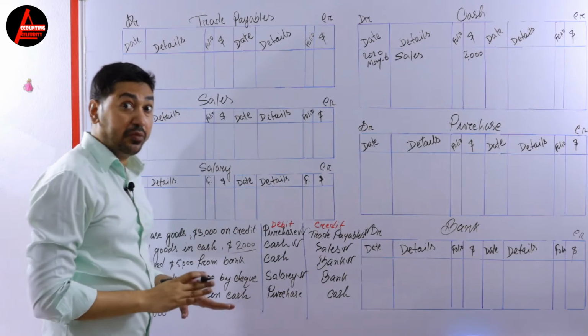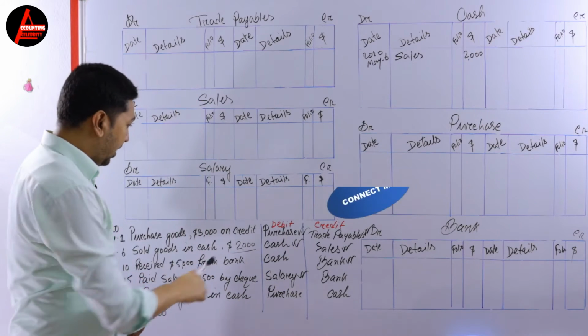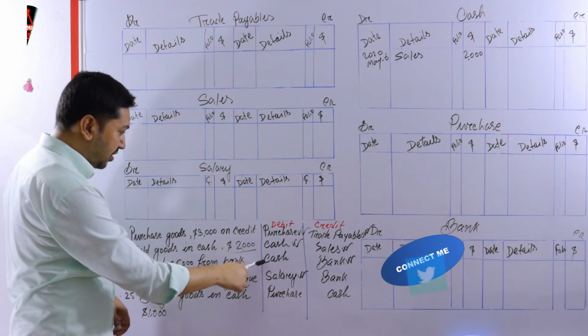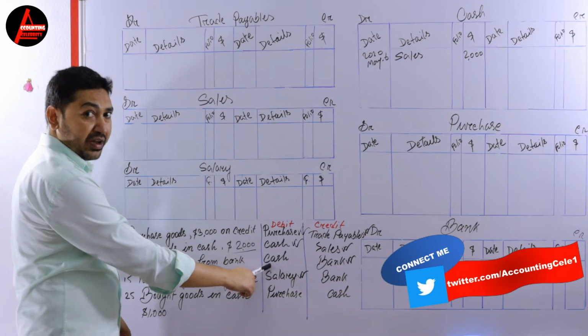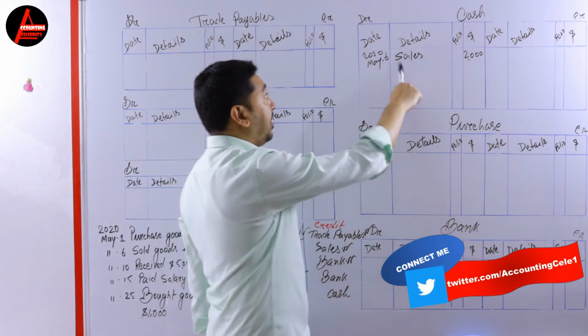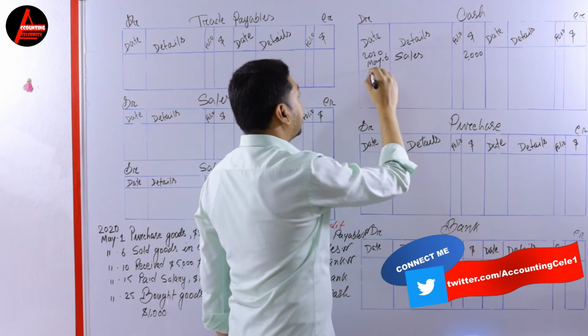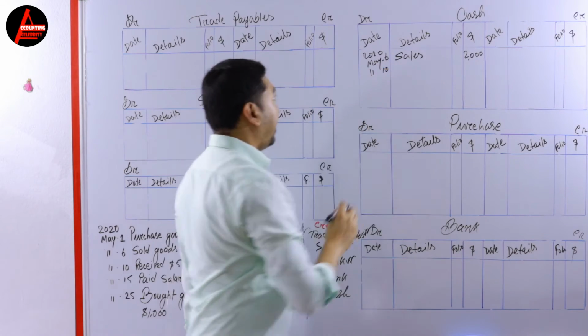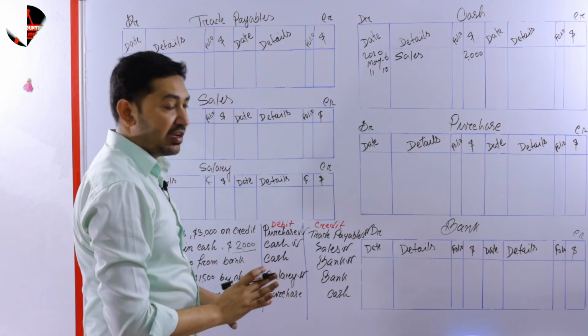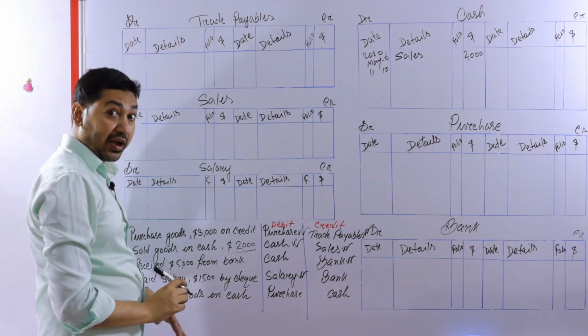Then check, do you have any more cash or not? Yes, we have one more cash transaction. Cash is debited here. That means again we have to write on the debit side. So what is the date? May 10. You already know that you cannot write cash here. You have to write the opposite account.